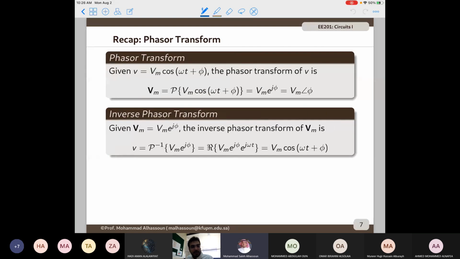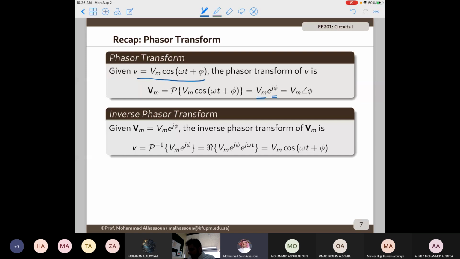The technique to do that is using the Phasor Transform. If you recall from last time, if you have a sinusoidal signal or sinusoidal function, then the Phasor Transform of this one is simply the amplitude and the phase. This transform captures the amplitude and the phase, things that are changing from one element to another in the circuit.